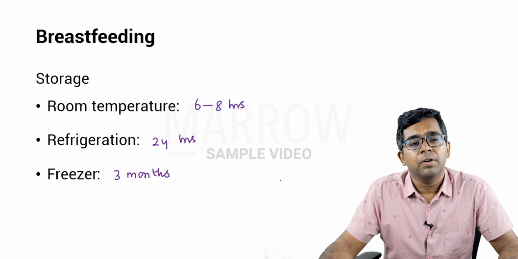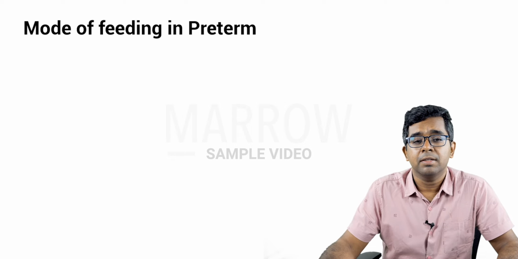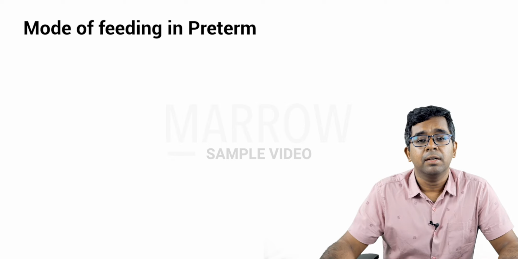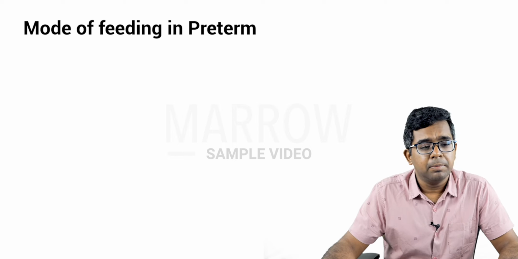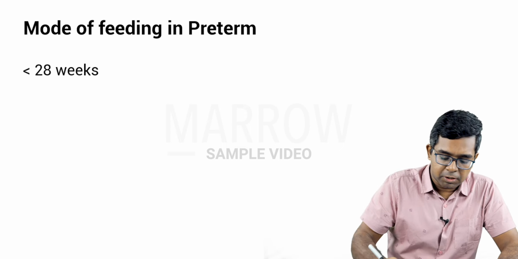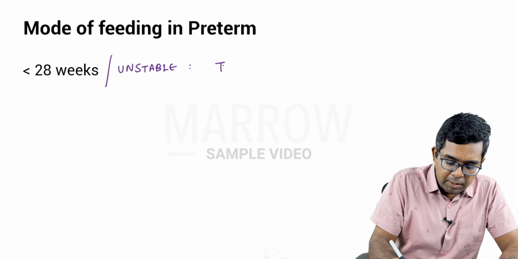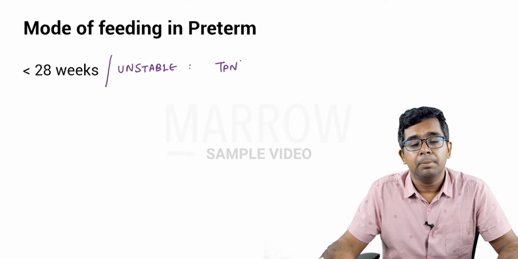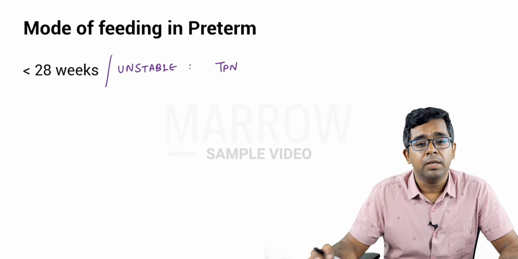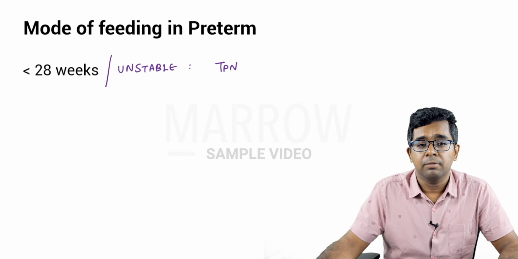Okay, right. So finally is about mode of feeding in preterm. Remember, in preterm babies, we may not always advise direct breastfeeding. So some modifications are required in the mode of feeding in preterm. If the baby is born at less than 28 weeks of gestation, or is a hemodynamically unstable baby, what is recommended is TPN, which is total parenteral nutrition, meaning you need not give any form of milk to the baby. It has to be parenteral nutrition with IV fluids.